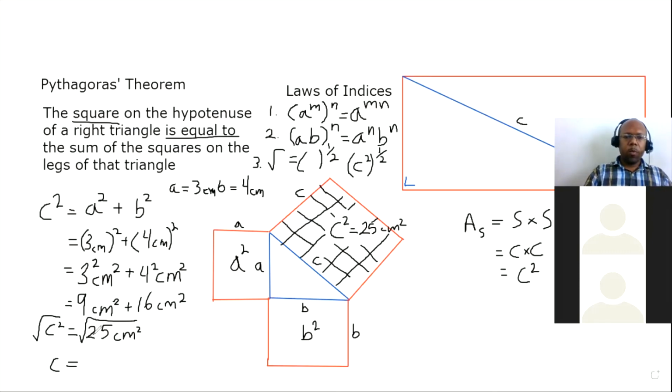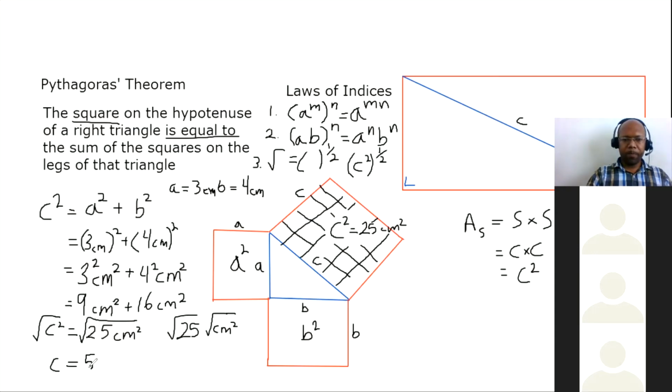So we can actually look at it this way. 25 cm squared. So, but this is what's happening here. So we can go step by step. Square root of 25 is 5. 5. Excellent. Because 25 is actually 5 squared. And what happens to the square? It turns into a 1. That's why you get 5.